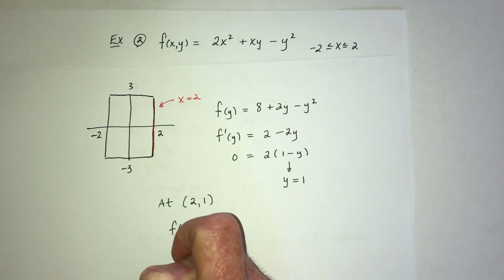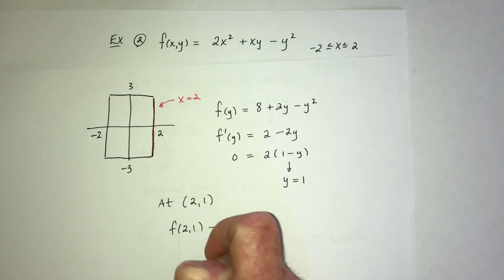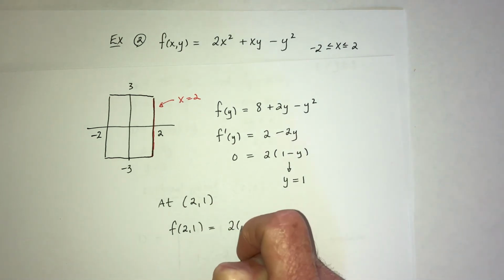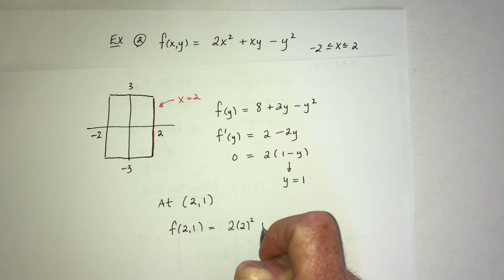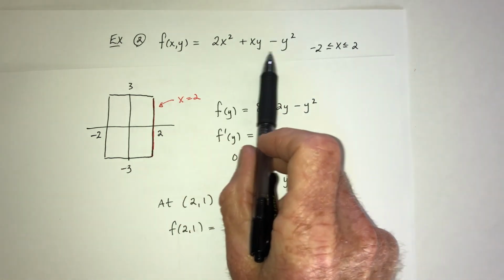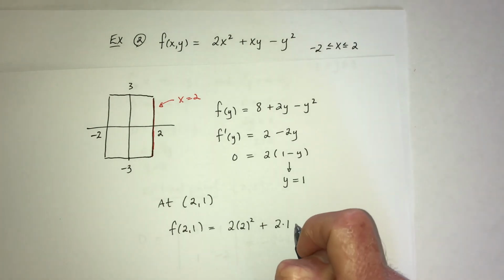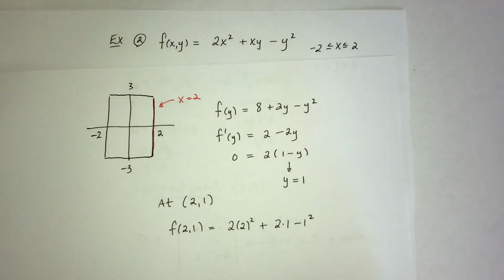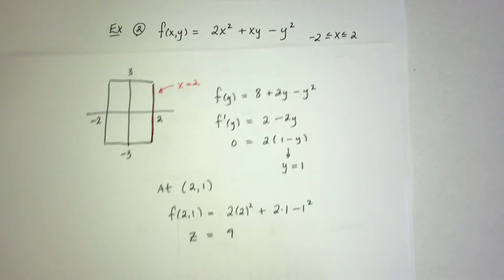So f of 2, 1 equals 2 times 2 squared plus 2 times 1, so I'm just plugging it into the original function, minus 1 squared. So in other words, the z value is equal to, this would be 4 times 2 is 8, this would make it 10, this would make it 9. The z value is 9.